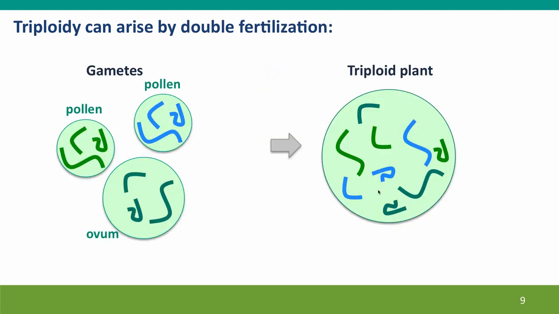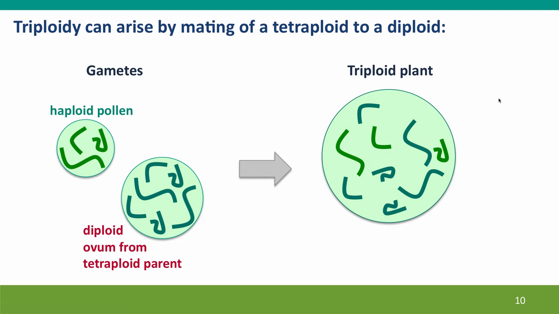It can also arise by mating errors. One kind of mating error is a double fertilization, where an ovum is fertilized by two pollen grains. This is very common in plants. For example, many apples become triploid in this way, generating triploid cells. Triploidy can also arise by what would superficially look like a normal mating, one ovum and one pollen, if one of the participants is from a tetraploid parent and the other one is from a normal diploid parent. This again produces a triploid plant.